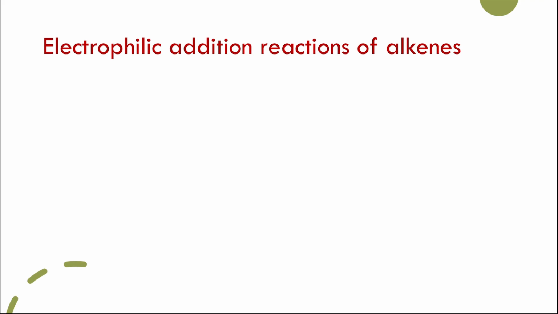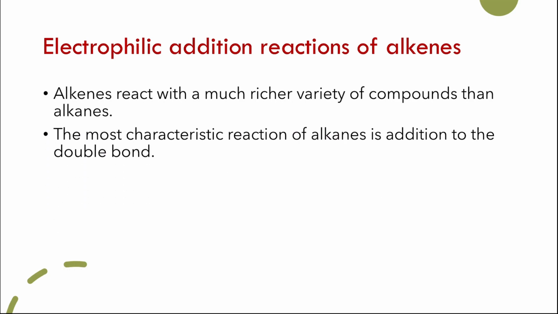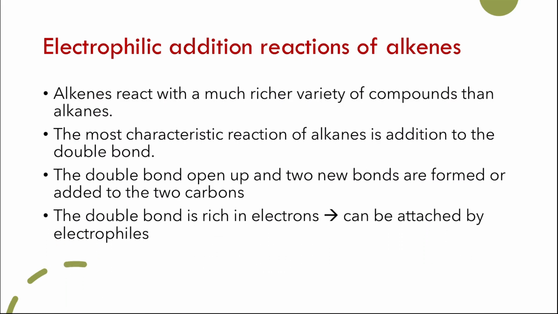Electrophilic addition reactions of alkenes. Alkenes are electron rich because they have a double bond. This is why alkenes can undergo several reactions compared to the alkanes. In the most common reaction, the double bond of the alkene is broken, and then two new bonds are formed with other atoms. The double bond is rich in electrons and it can be attacked by electrophiles.